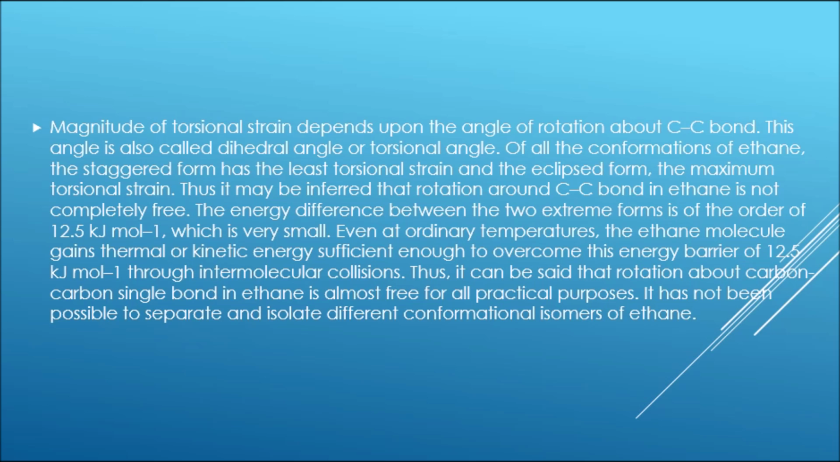The energy difference between the 2 extreme forms is of the order of 12.5 kJ per mol, which is very small. Even at ordinary temperatures, the ethane molecule gains thermal or kinetic energy sufficient enough to overcome this energy barrier of 12.5 kJ per mol through intermolecular collisions. Thus, it can be said that rotation about carbon-carbon single bond in ethane is almost free for all practical purposes. It has not been possible to separate and isolate different conformational isomers of ethane.